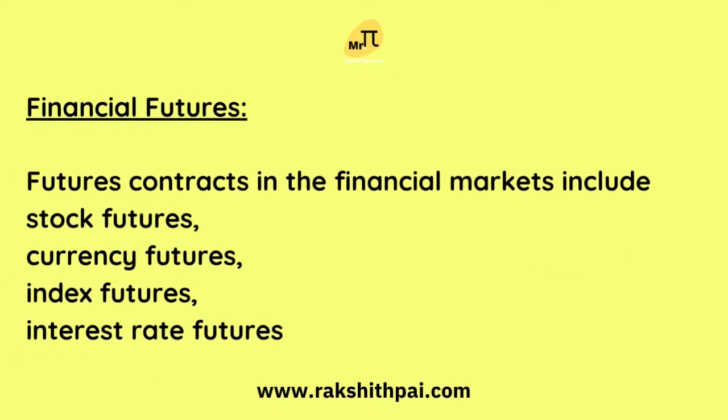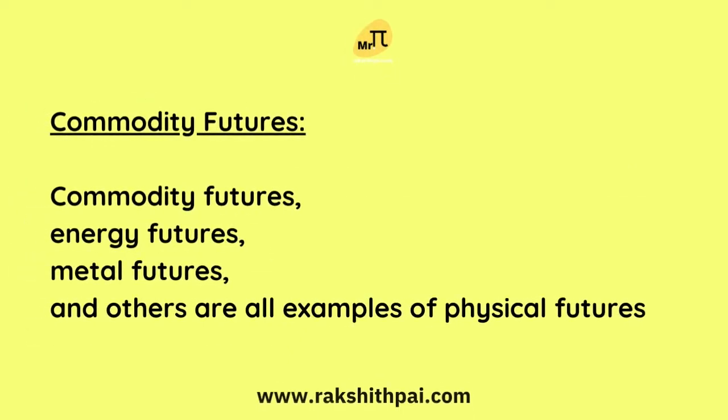Futures are of two types. Financial futures. Futures contracts in the financial markets include stock futures, currency futures, index futures, and interest rate futures. Commodity futures. Commodity futures, energy futures, metal futures, and others are all examples of physical futures.